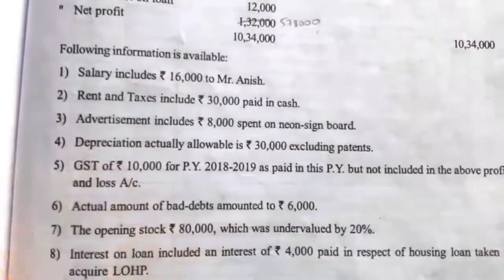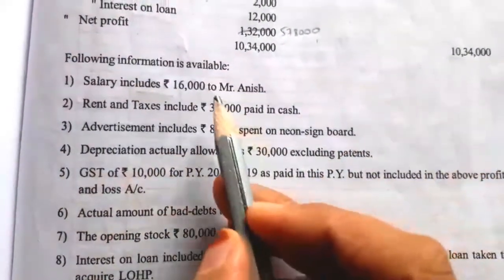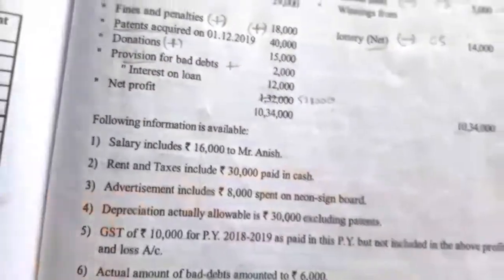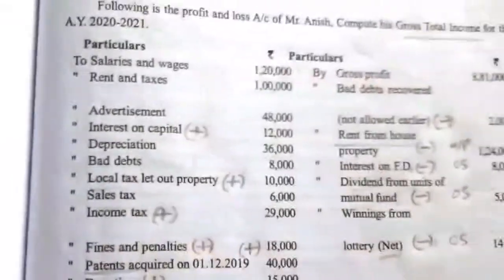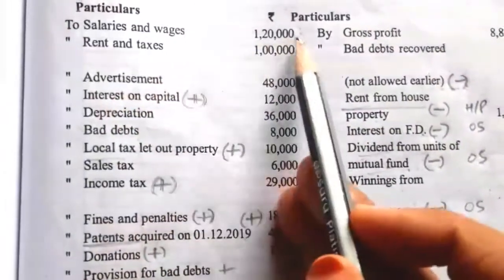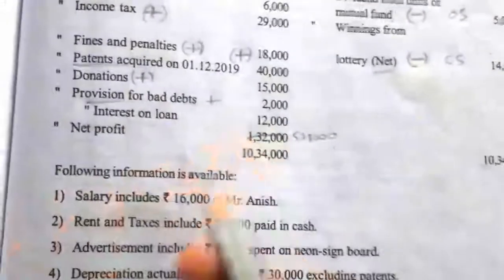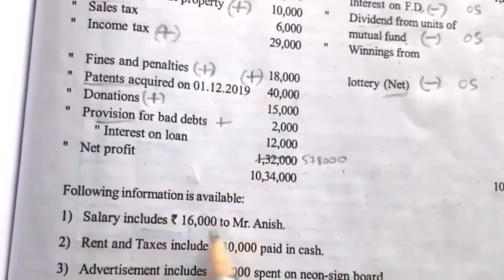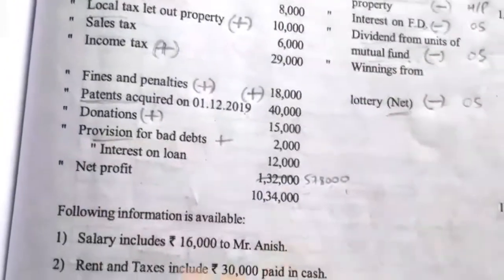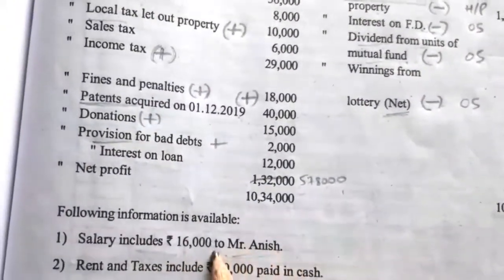Next, the following information is available. Salary includes 16,000 paid to Mr. Anish. Here on the debit side of the profit and loss account, they have given salaries and wages of 1,20,000. In this salary, 16,000 is paid to Mr. Anish. Mr. Anish is a proprietor or owner. So proprietor salary is included in this salary.